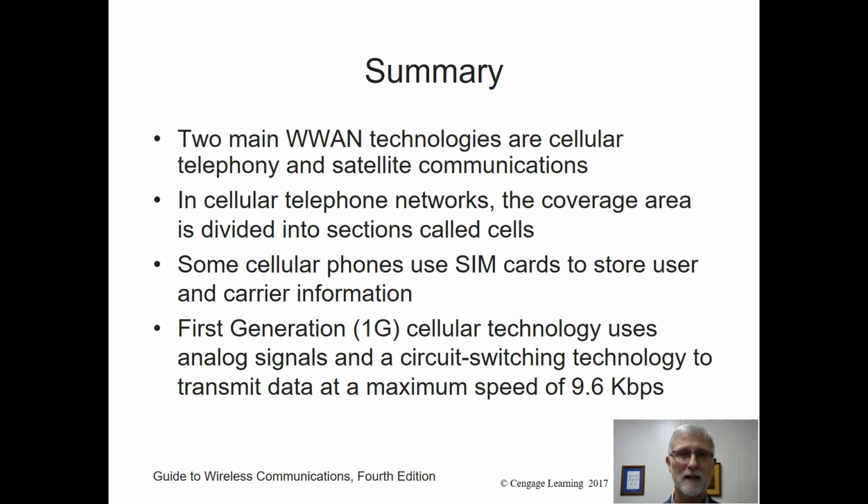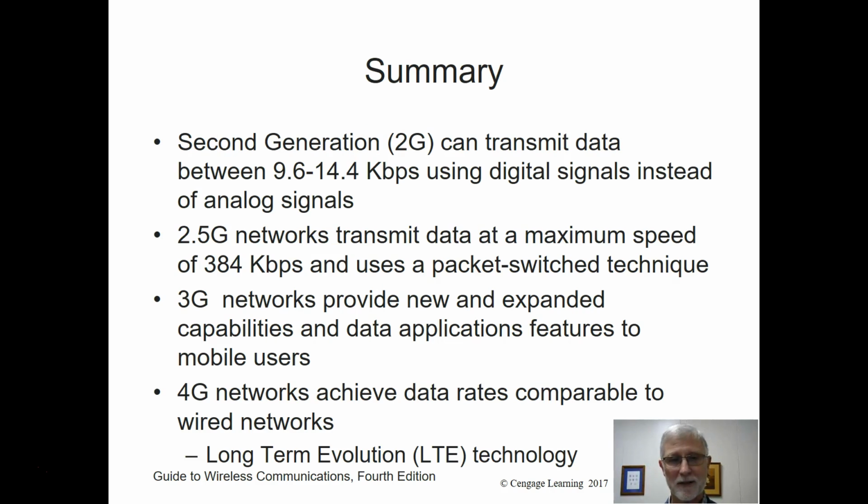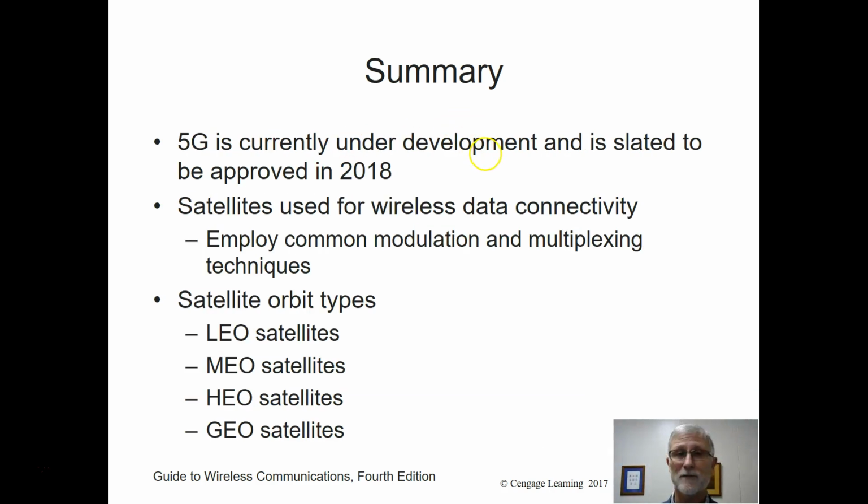So in this chapter, we've looked at a couple of different wide area networks: cellular telephony and satellite communications. Definitely we've gone through the entire generational list from 1G all the way to 5G. We talked about the different types of satellites and their orbits. So hopefully this gives you a rough idea of where wireless, where your cell phone, is going, how it's going to be used, and a little bit of the technology behind it. And you can get an appreciation of how complex your cell phone really is.